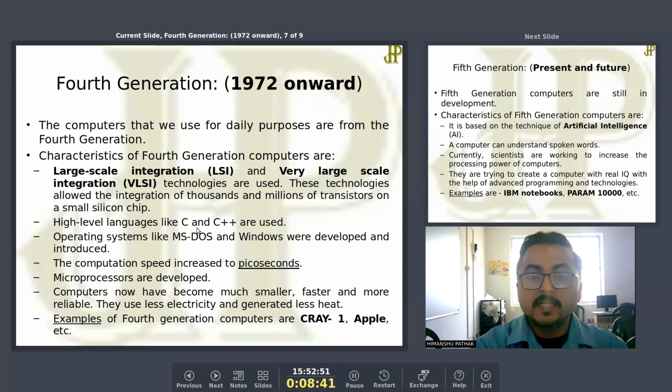High-level languages like C and C++ are used. Operating systems like MS-DOS and Windows were developed. And the computation speed increased to picoseconds. Now speed is very fast. Okay. Thus, in fourth generation, right now we are using those computers. Okay. For example, Cray 1, Apple, etc.